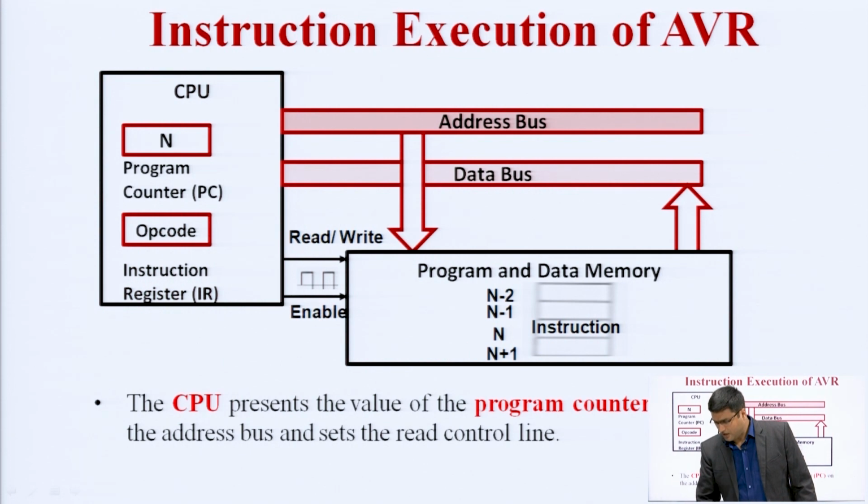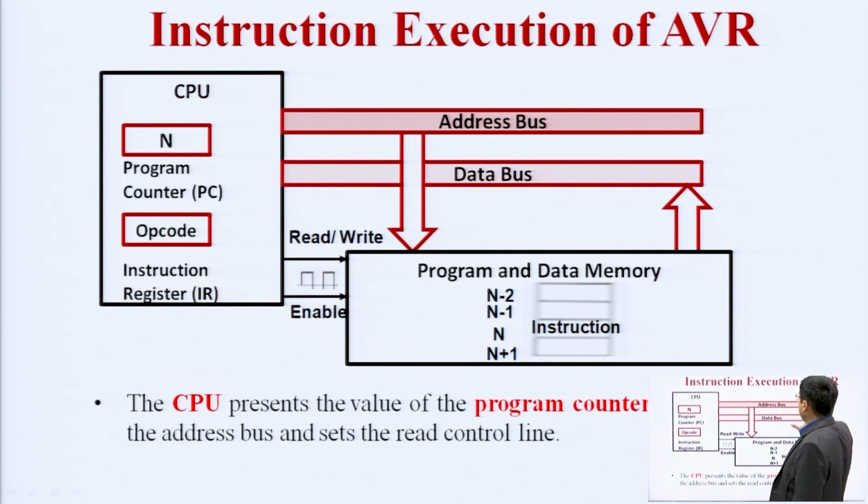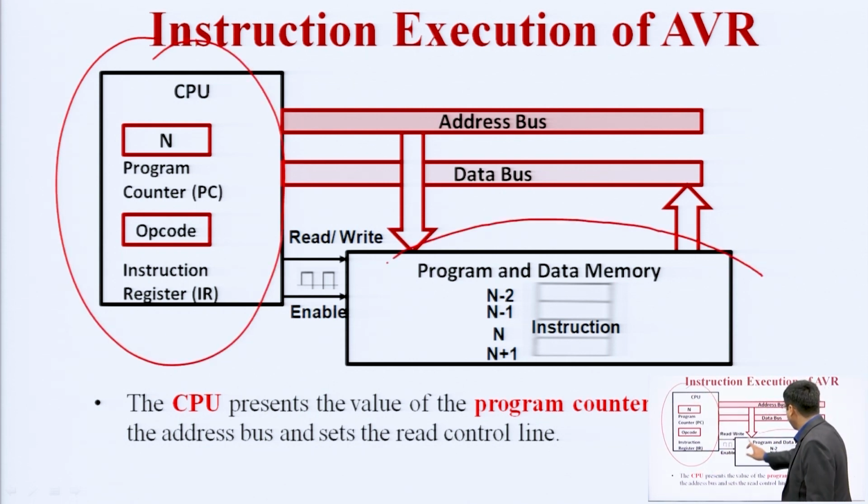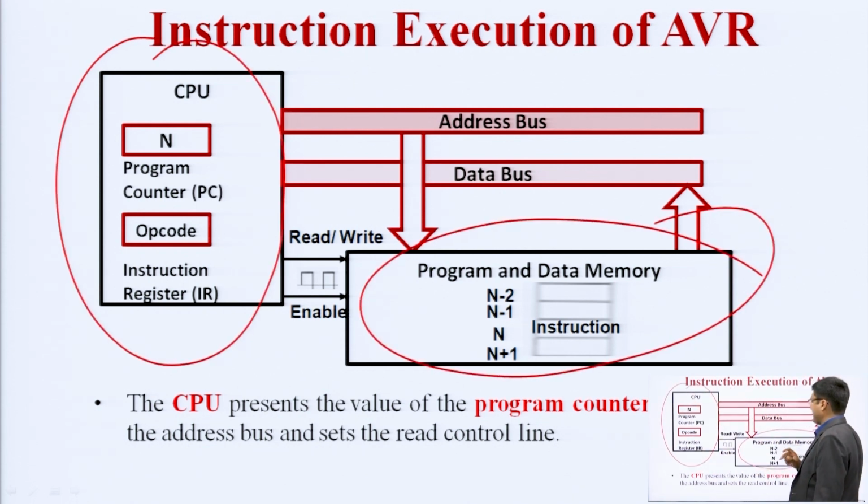In this slide we will see the instruction execution in AVR, how instruction execution can be done in the AVR microcontroller. This is the CPU section, and this is the program or data memory section. These two blocks are connected through the address bus and data bus.